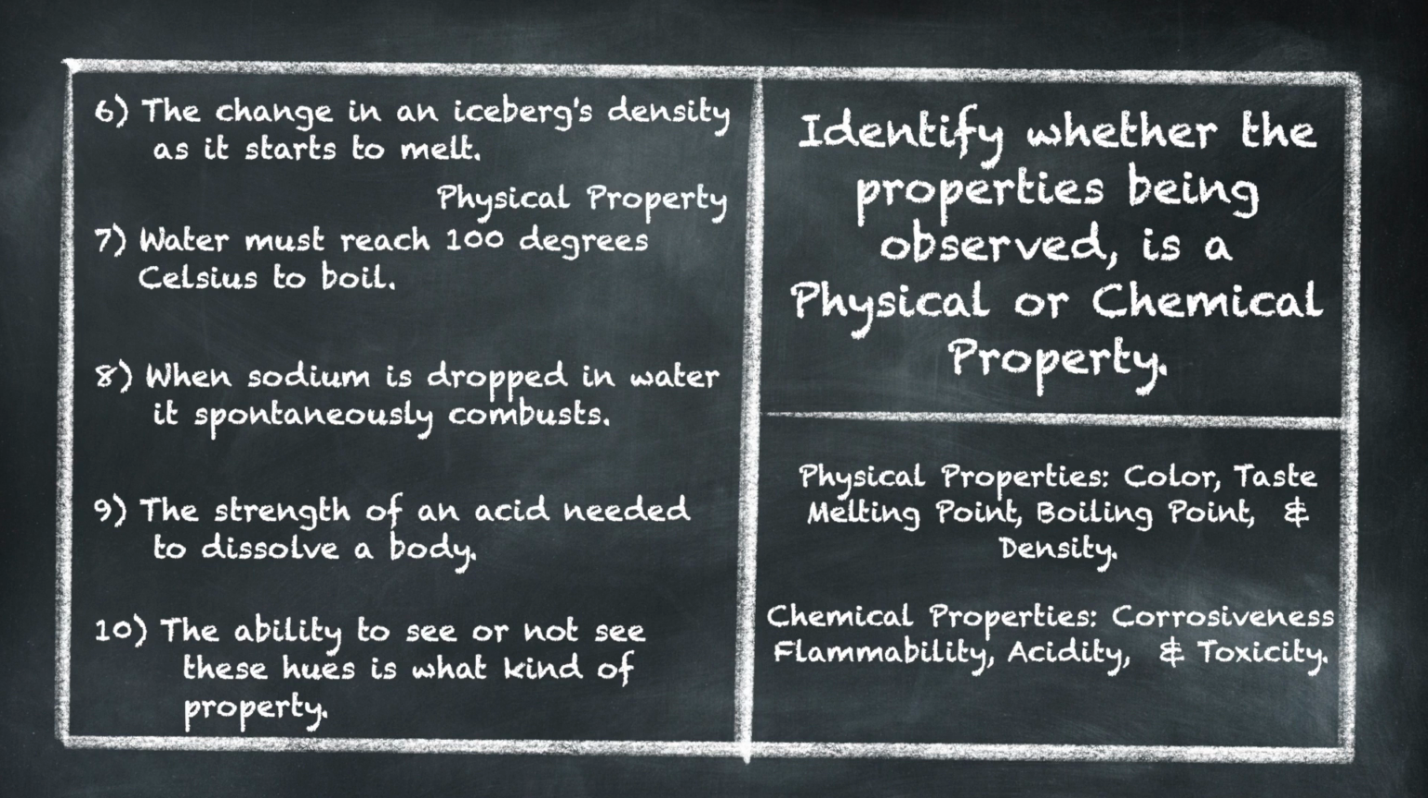Number 7, boiling water at 100 degrees Celsius. Boiling point is a key indicator that a physical change is occurring. Also, boiling changes a liquid from a liquid form to a gaseous form. This is a state change. That means there's a physical change. So, in saying all that, that means this is a physical property we are observing.